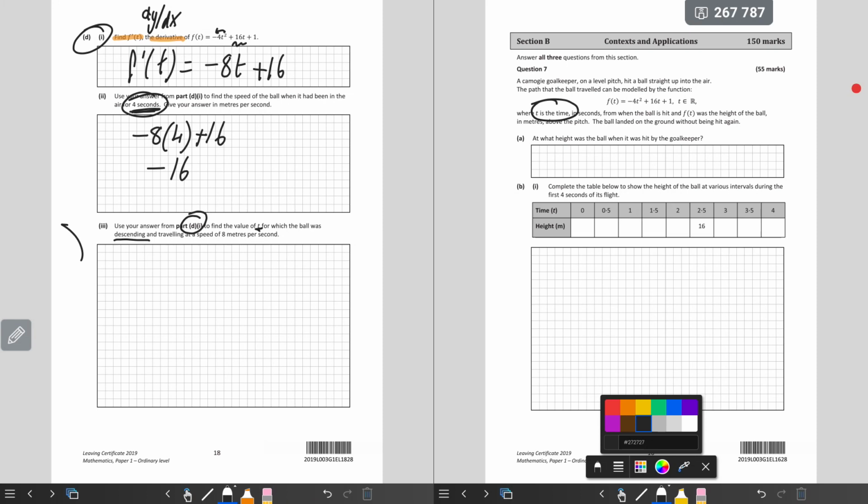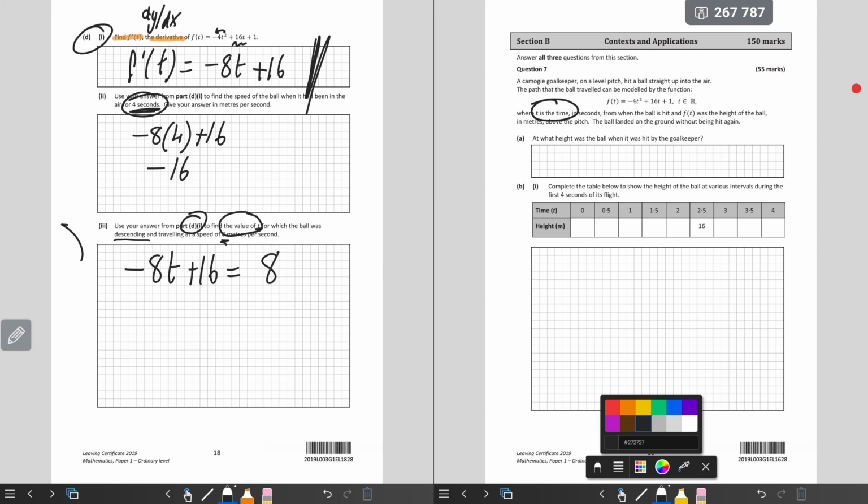At 4 seconds, it was going down at 16 meters per second. It doesn't go as quick. Now, am I going to sub in my 8, or am I going to let it equal to 8 for this answer up here? Let it equal, good, because they're asking me to find the t. Find t. So that means minus 8t plus 6t is equal to 8.